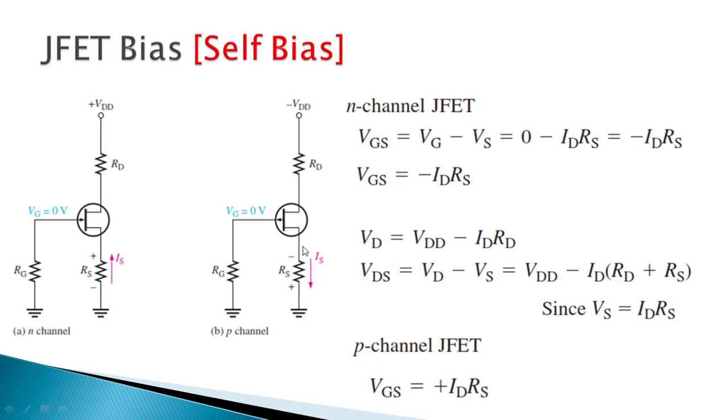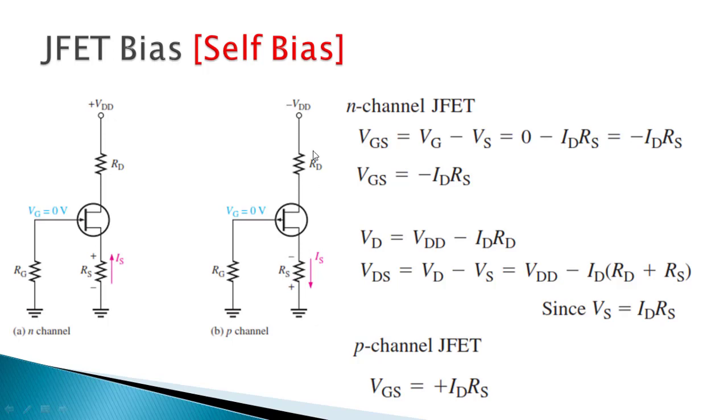Then the source voltage, this is the source. The source voltage is the voltage drop across the RS. The voltage drop across the RS is IS into RS. Since IS and ID are equal, this IS can be written as ID. So the voltage across this RS can be written as ID into RS. So 0 minus ID into RS, that is, minus ID into RS, so VGS is equal to minus ID into RS. Note that this minus sign indicates the JFET is always reverse biased irrespective of the signal. This is done by the source resistance RS.